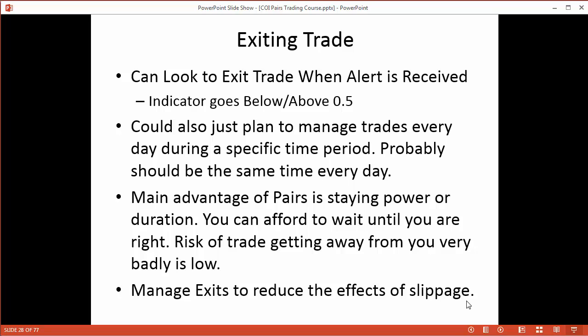So one of the main advantages we have with pairs trading is that we're able to have this staying power. In other words, we're almost in a perfectly hedged situation, so we can afford to wait until we're right. We can kind of hang in there and wait for the normal relationship of the pair we're trading to come back to norms, and at that point we should be able to take a profit. So the risk of any given trade getting away from us really badly is pretty low. Also, just as with entries, on the exits we want to manage our exits. In other words, use limit orders and work the limit orders.